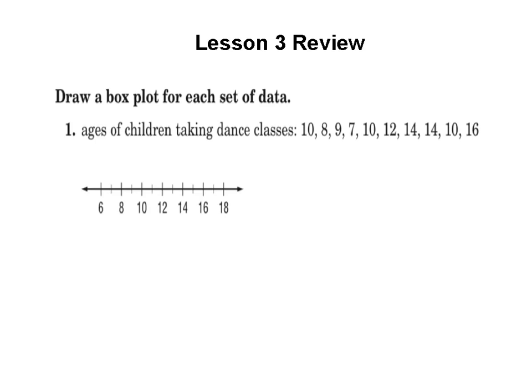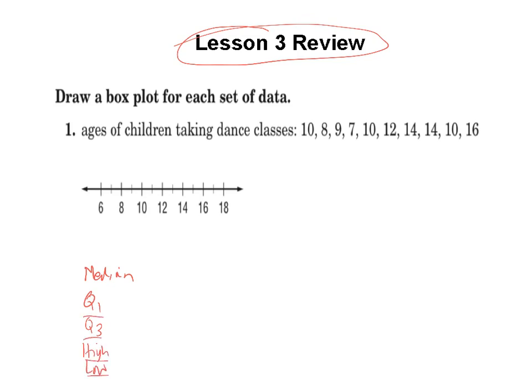So today we're reviewing lesson 3. We start off the last week of the year. Remember, that was making box and whisker plots, or box plots is the shorter name for them. Just a reminder, when you're making box and whisker plots, here are the things you need to find: the median, the first quartile, the third quartile, and then the high and the low. Those are all the things you need to make a box and whisker plot.